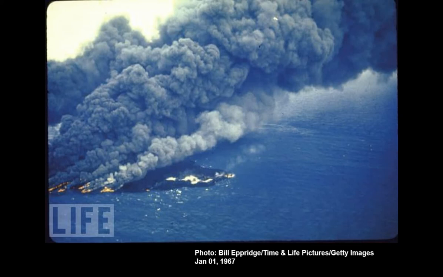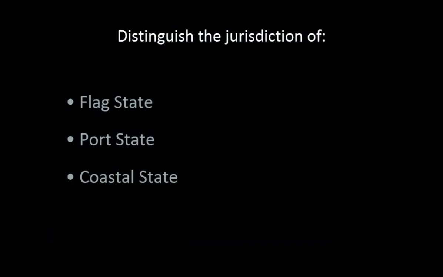And these pictures, early colour images, were widely published and seen in Time and Life, very dramatic. Now, that was an important incident, or important disaster. And in the context of thinking about maritime jurisdictions, I just want to distinguish between three types of jurisdiction. One is the flag state, another is the port state, and the other is the coastal state.